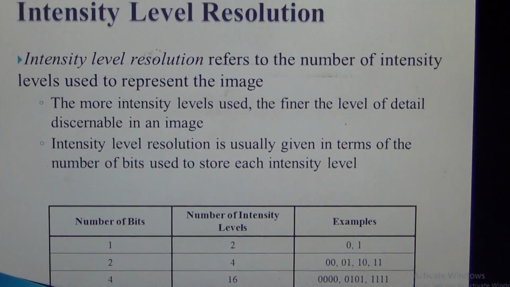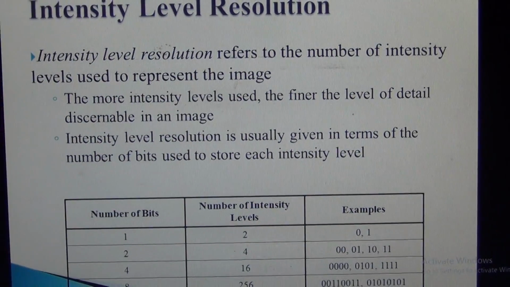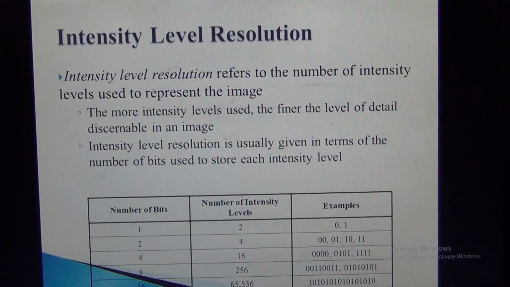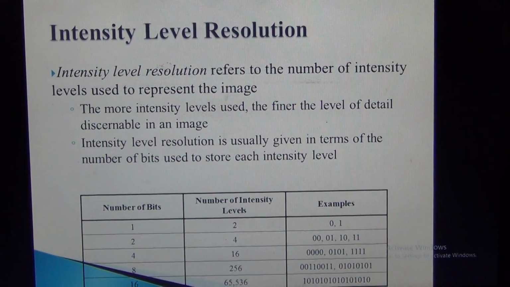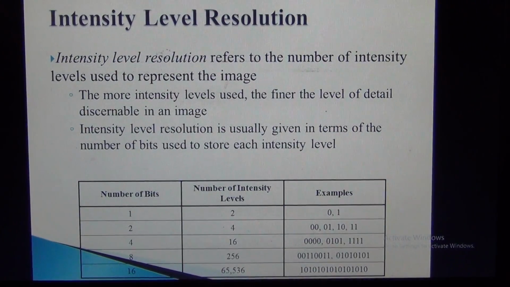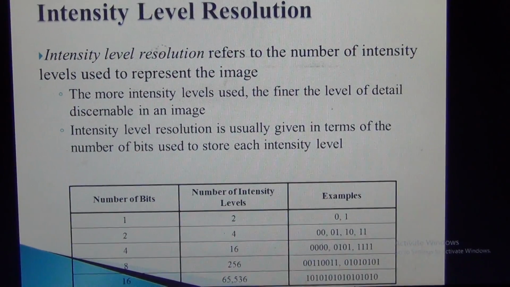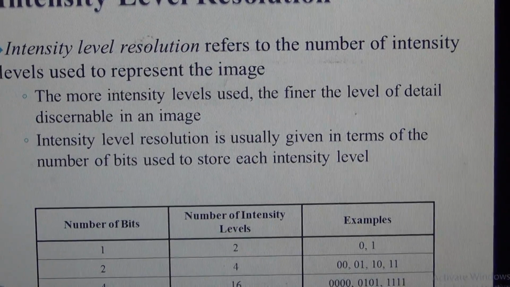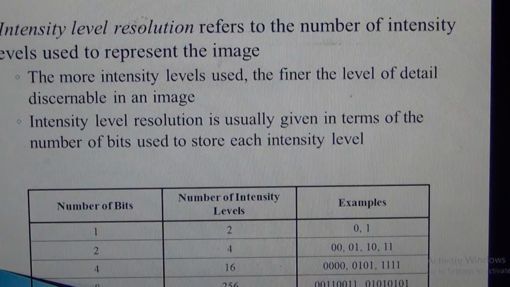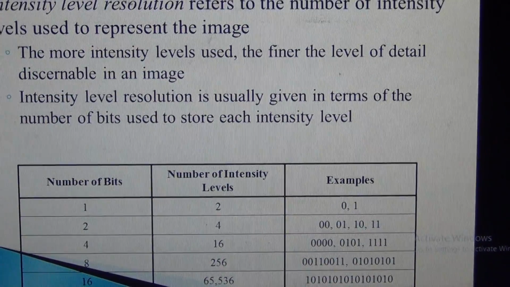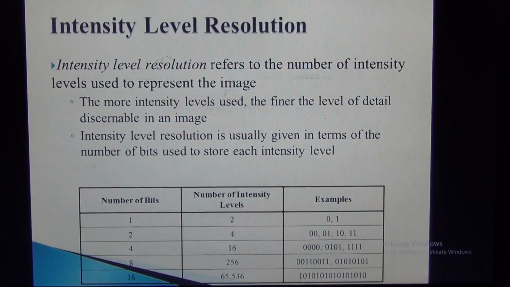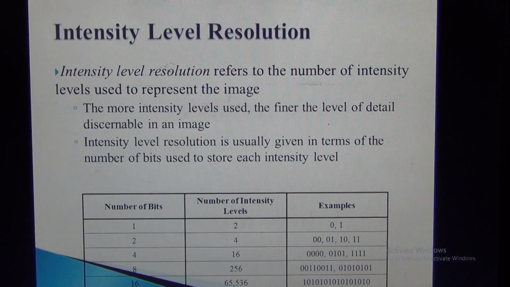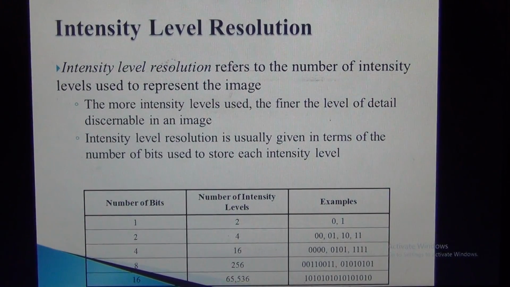What is the intensity level resolution? It refers to the number of intensity levels used to represent the image. The more intensity levels used, the finer the level of detail discernible in an image, as we have seen in the flower photograph. Image intensity resolution is usually given in terms of the number of bits used to store each intensity level. That is, if we are storing a lesser number of bits, the quality is degraded. If we are using 8 bits per pixel, the quality of the image is very high. That is known as a high resolution image.